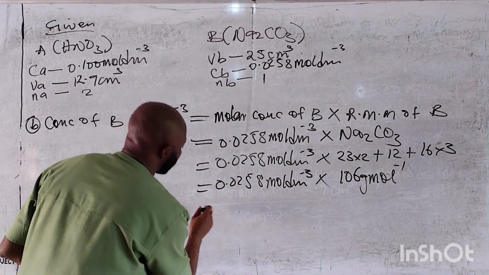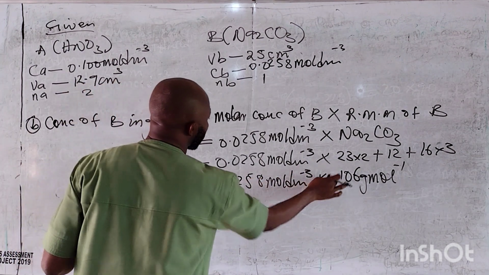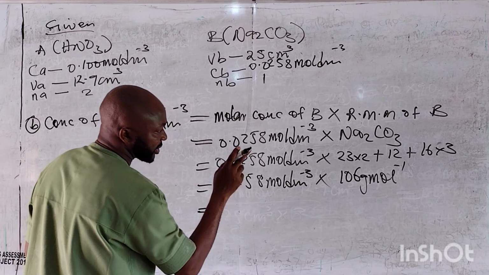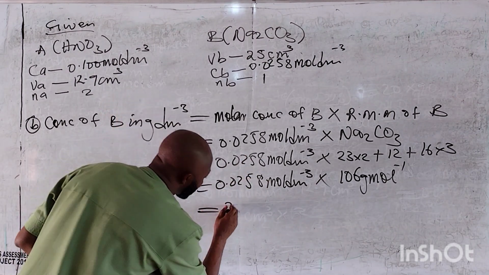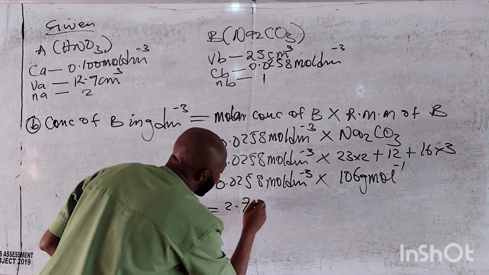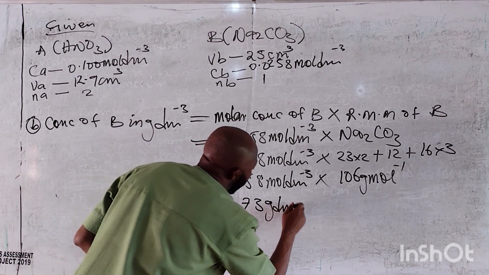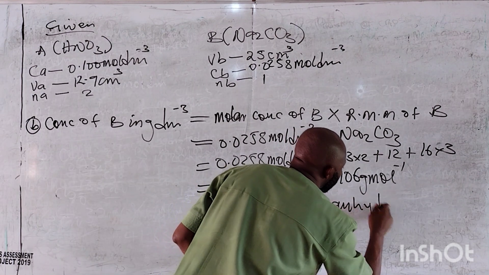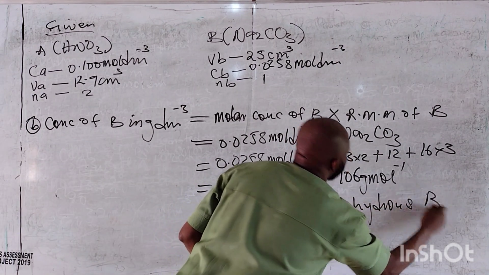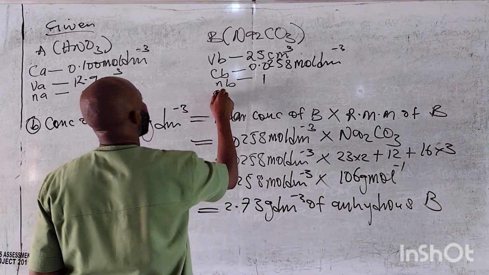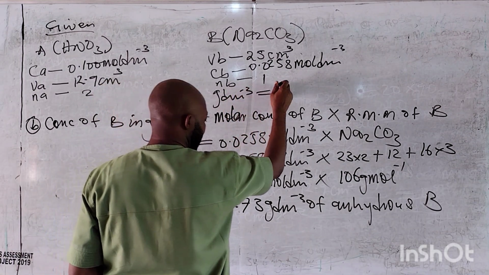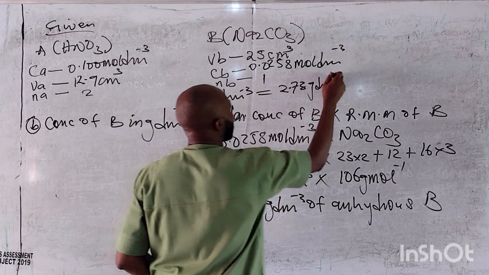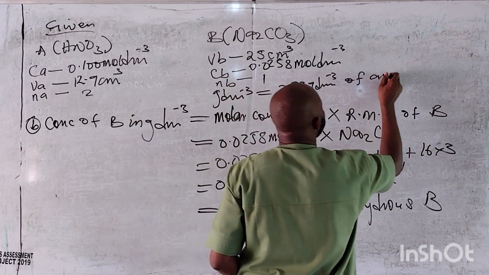So now we move on. This time this will give us what? 0.0258 times 106 is 2.73 g per dm cube of anhydrous B. So the mass concentration is 2.73 g per dm cube. Let me call it of anhydrous B.